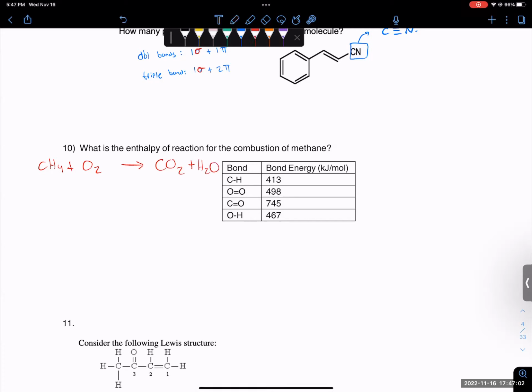What is the balanced chemical equation here? So we need to put a 2 here, and we can put a 2 there. Is that balanced? That was balanced. Okay. So we have 1 mole of methane reacting with 2 moles of oxygen gas to produce 1 mole of carbon dioxide and 2 moles of water.